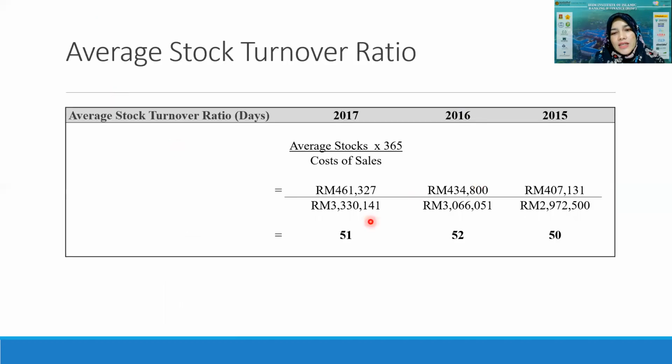This is the example for Nestle. If you look at the average stock turnover ratio, the ratio is around 50, 52, 51. So it's not a ridiculous change of ratio, which means that the company is stable in its operation. Its ability to turn over its stock and to generate sales from its stock is about the same throughout the 3 years.